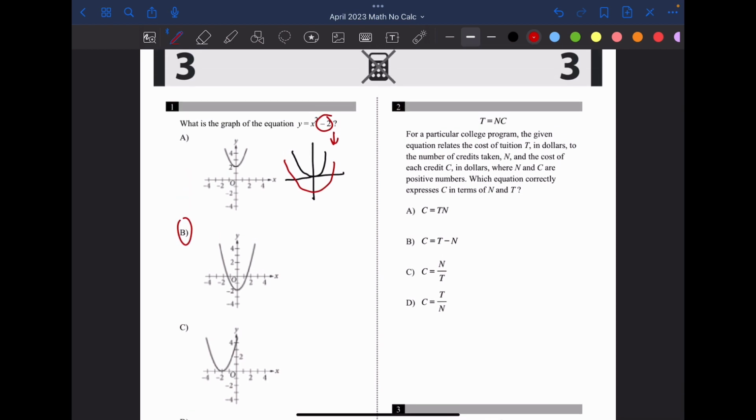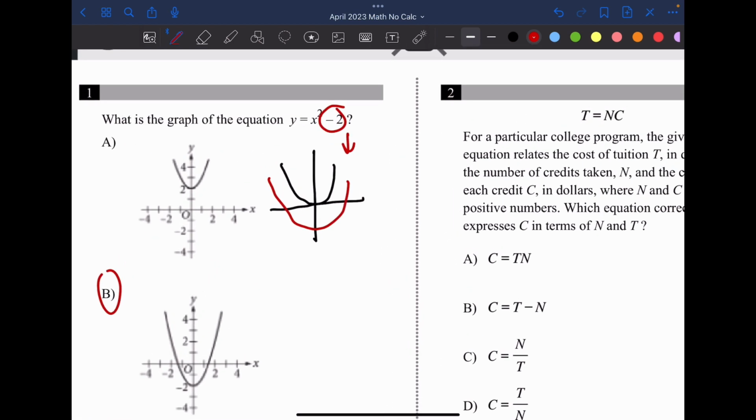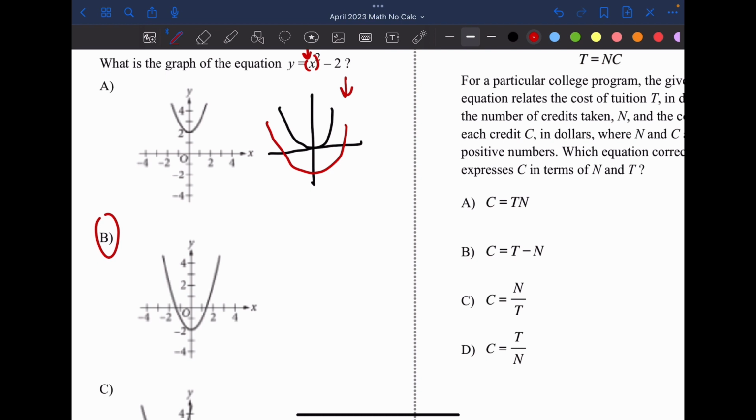But something to not get confused with here is the negative 2 is a vertical shift. A horizontal shift would be inside the brackets of the squared. So for example, if we had y is equal to x minus 2 squared, this would be a horizontal shift, not vertical. So on the outside is always going to be vertical. But yeah, so that's question number 1, pretty simple.